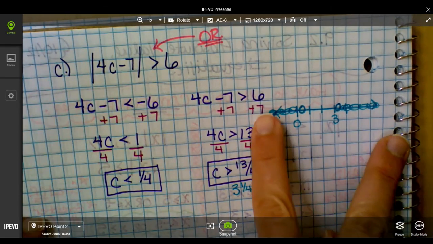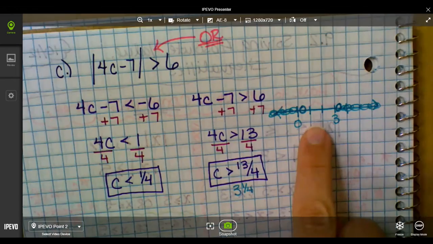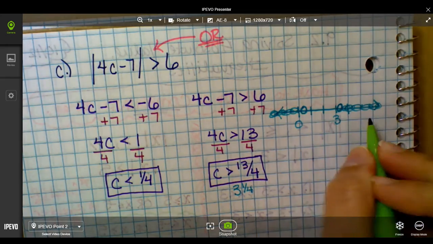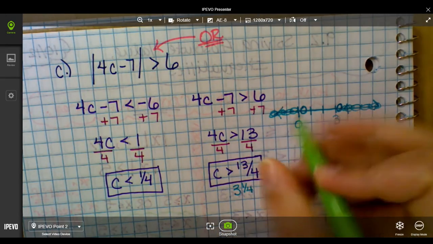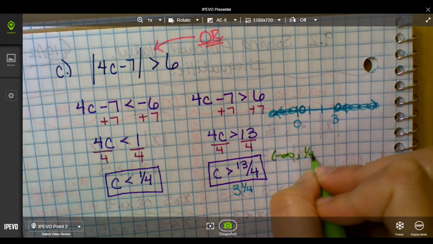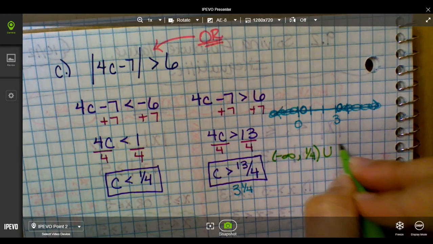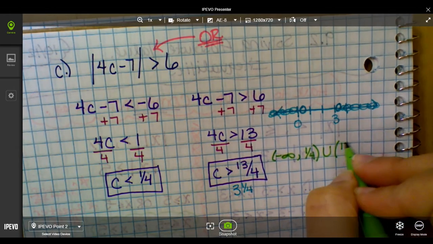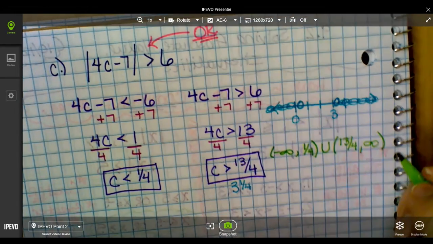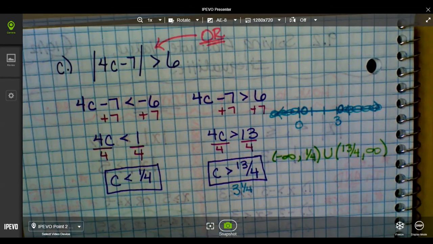So since it's an OR, that means you should be shading out. That also means when I go to write my interval notation, I should have 2 sets. So I'm going to start reading from the left. I always start at negative infinity over here. And then I'm going to 1/4. Open circle means parentheses. Skip over all of that stuff. I continue at 13/4, and it still gets a parenthesis, and then I'm going all the way to positive infinity. So that is how you write your interval notation.